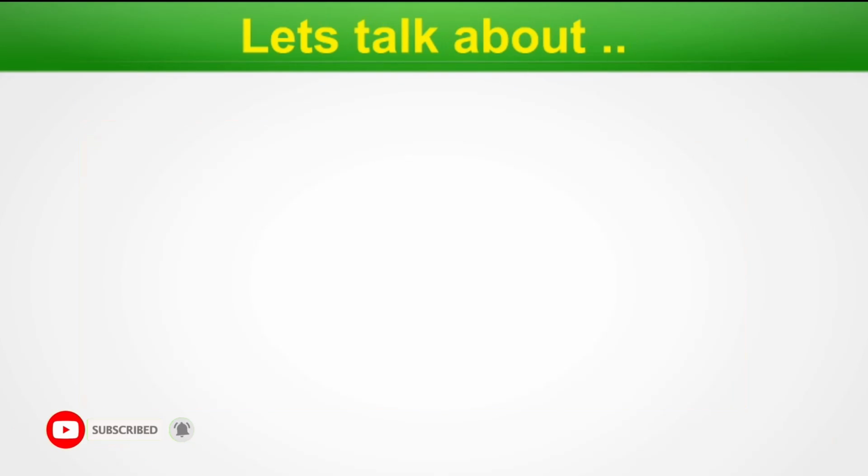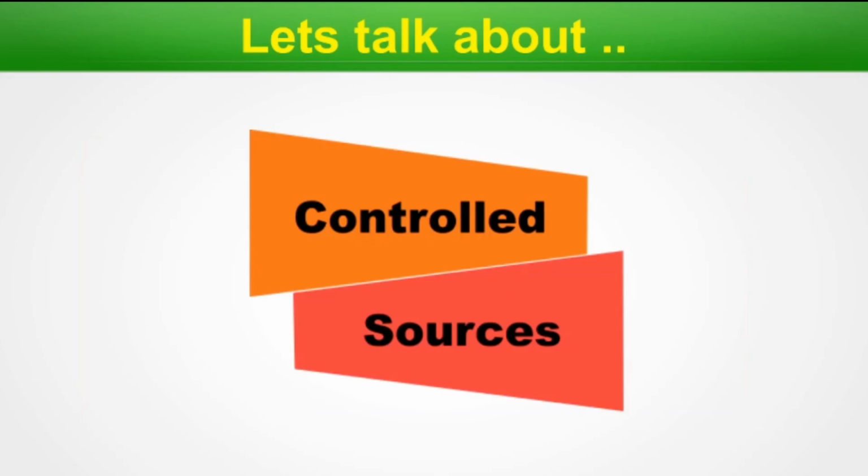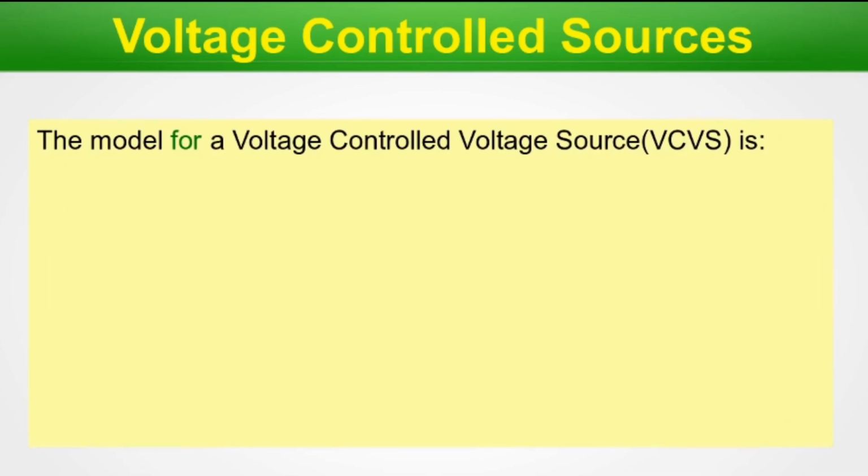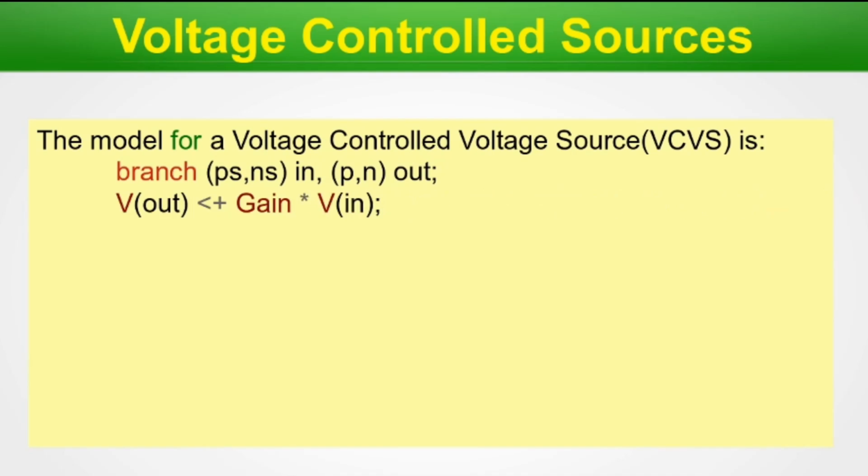Now let's talk about control sources. There are 4 types of control sources we can define in Verilog-A. Let's see what. First, the voltage controlled sources. The model for a voltage controlled voltage source is, first we define a branch. First branch is in and the second branch is out. And we define V out is a contribution of gain multiplied by voltage of the input branch.